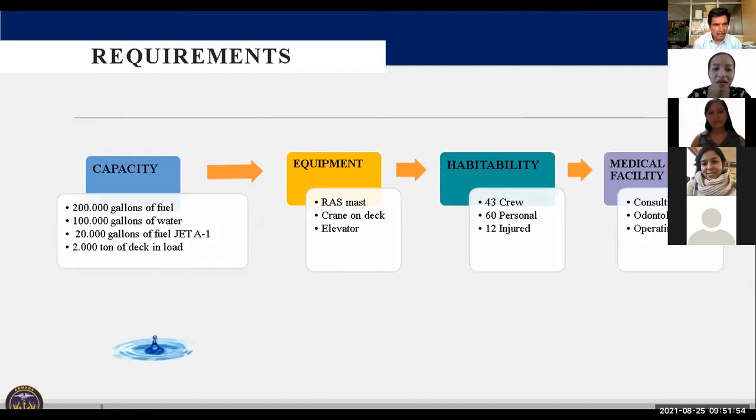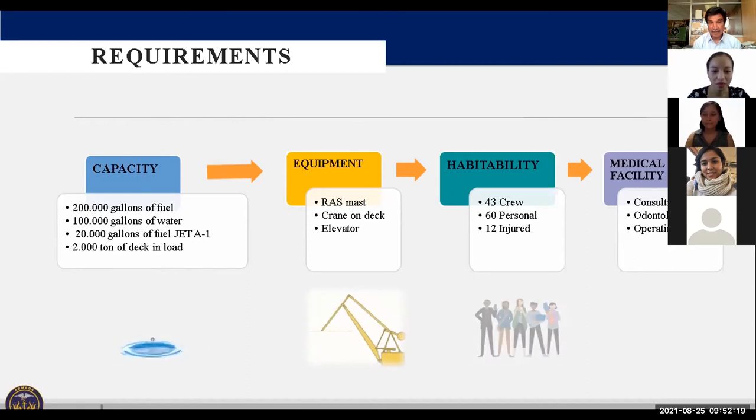The requirements defined by the ship owner are capacity of 200,000 gallons of fuel, 100,000 gallons of water, 20,000 of jet A1, 2,000 tons of deck load, and autonomy of 30 days. Equipment of RAS mast, crane, and elevator. Habitability for 43 crew, 60 personnel, and 12 injured, and medical facilities.